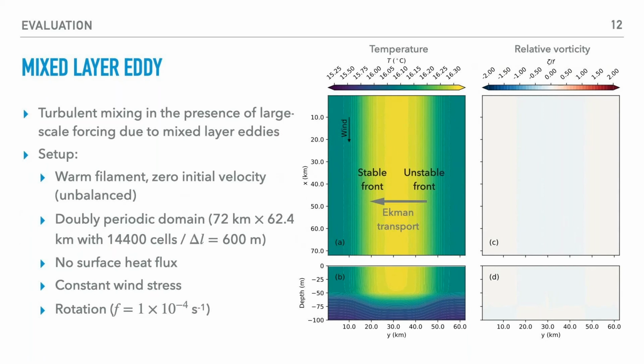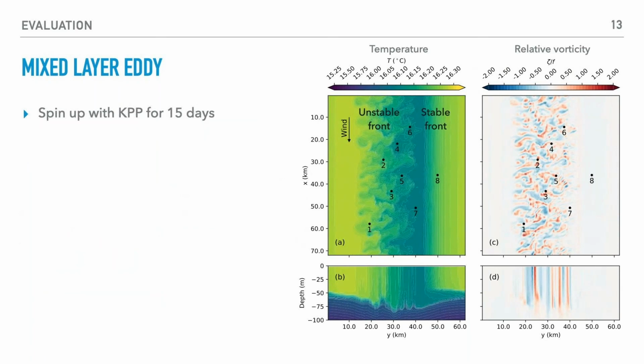If we run this, spin up this simulation with KPP for 15 days, we see a mixed layer eddy develops here. Note that the unstable front has moved from here to here, whereas the stable front moved outside the domain and came back on the other side.